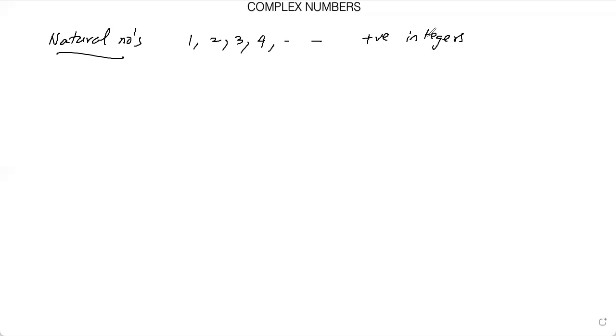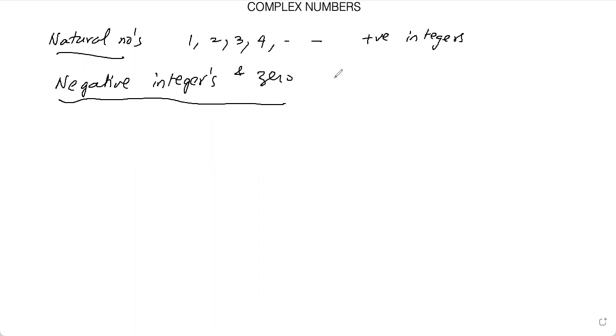And there are negative integers and zero, which are denoted by -1, -2, -3, and 0.